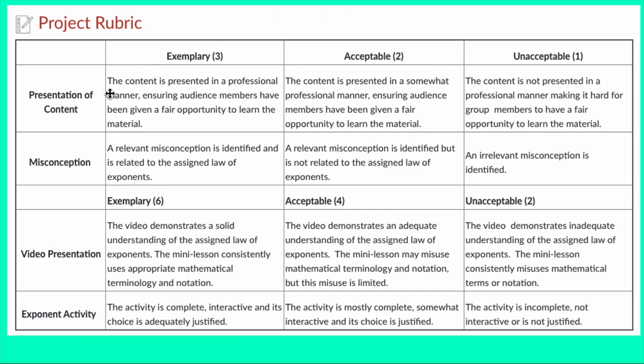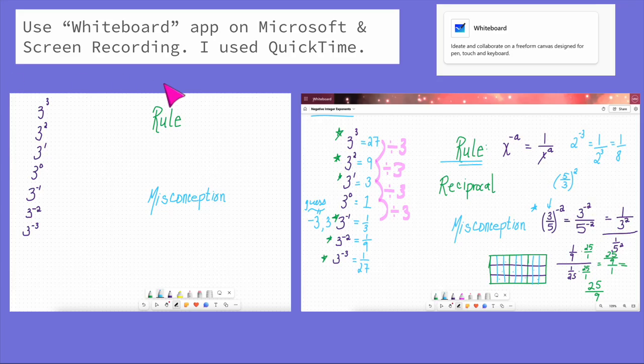Here's your rubric. Okay, exemplary, acceptable, unacceptable. Notice you're going to be presenting your content in a professional manner. That misconception is identified. Your video explains, use appropriate terminology. The activity is interactive, all of that good stuff.